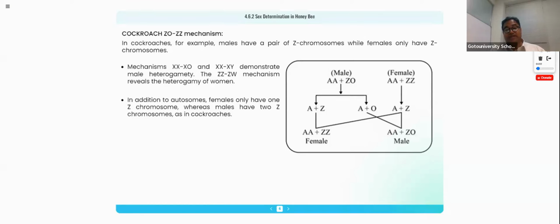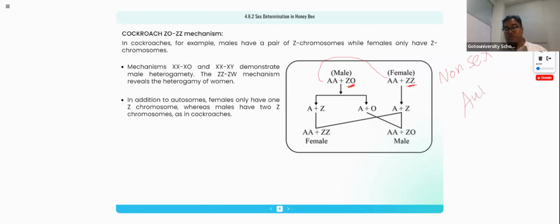Now, in the case of male, XO indicates what? Sex chromosome. XX denotes what? Sex chromosome. AA denotes what? Somatic chromosome. What do you mean by somatic chromosome? Non-sex chromosome. What is meant by sex chromosome? Allosome. This non-sex chromosome is also called autosome. Sex chromosome is also called allosome.